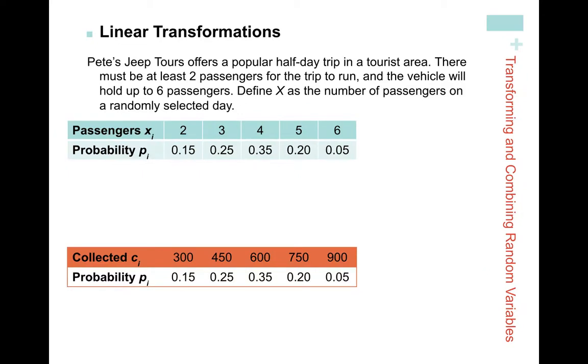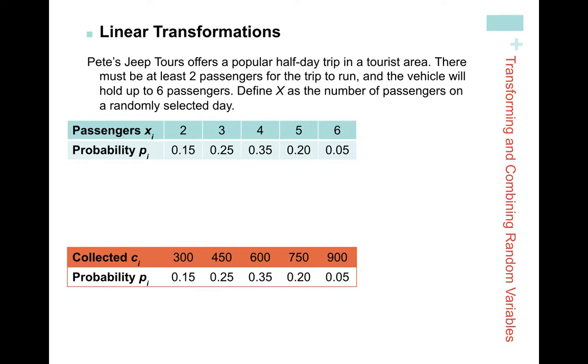Here is an example of random variables. We have this guy named Pete, and let's just pretend that Pete's in the jungles of Hawaii, and he offers a half-day Jeep tour to tourists. He's not going to run the tour unless there's at least 2 passengers, and you can see that he has a maximum of 6 passengers that can fit in his Jeep.